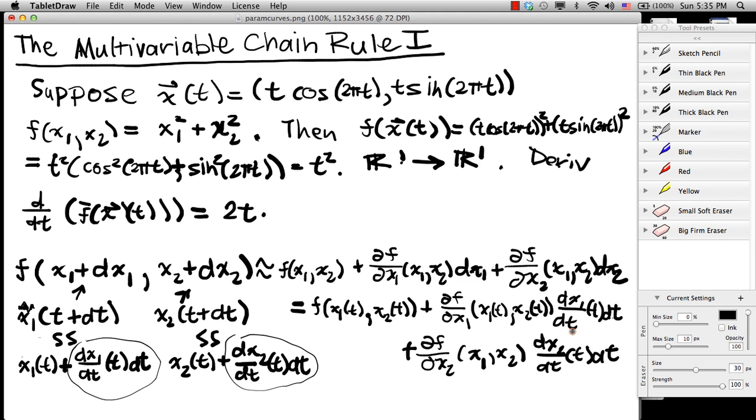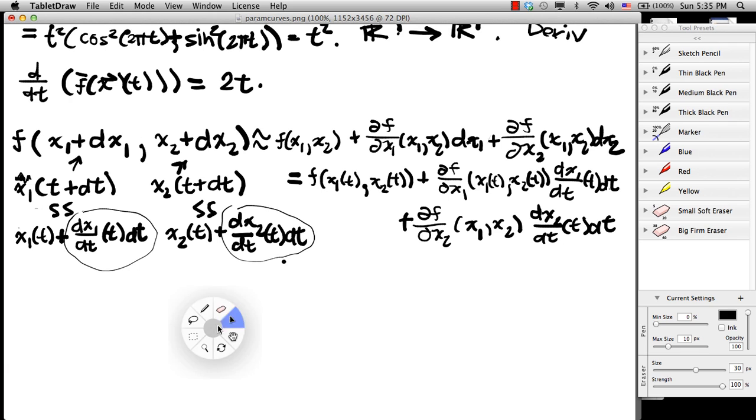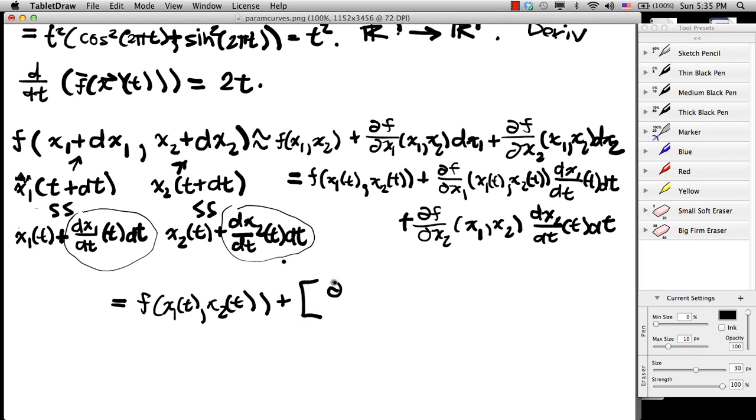But now I have two terms that are dependent upon dt, and so I can factor. What do I get when I factor? Finally, when I factor, I get f of x1 at t, x2 at t, plus this term here. I've got df dx1, x1 of t, x2 of t, times dx1 dt of t, plus partial with respect to f of x2, x1 of t.